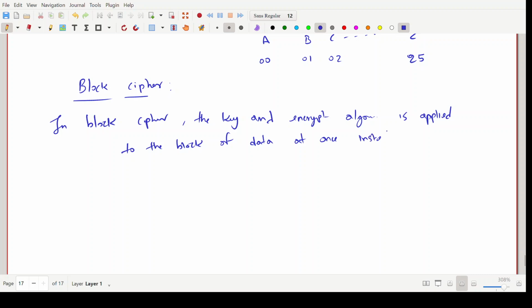Instead of applying on each single alphabet or bit individually. That means we are going to divide our plain text into blocks, the block of length 5. So we are going to consider 5 characters only.